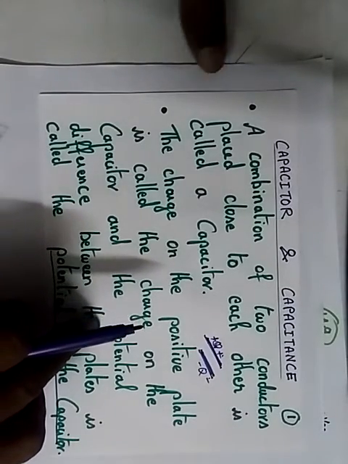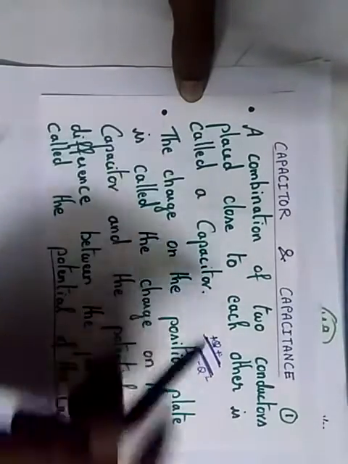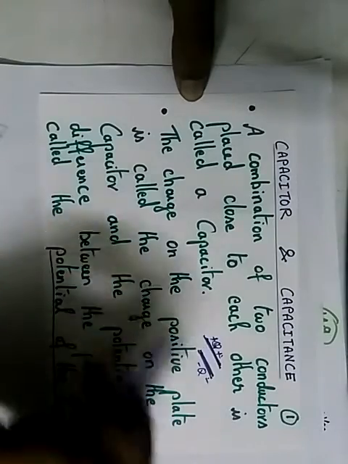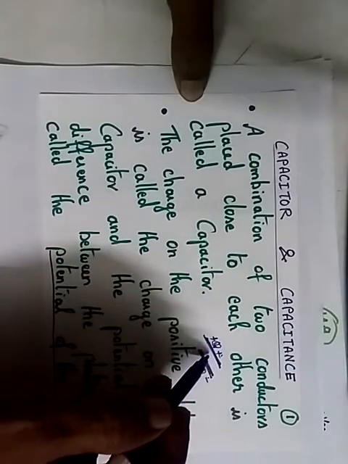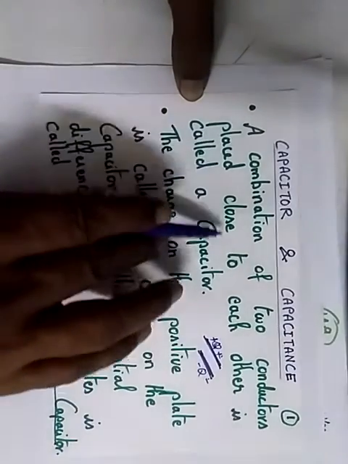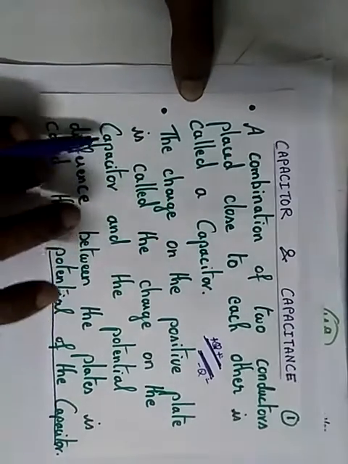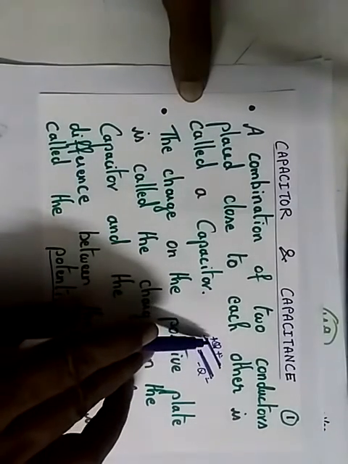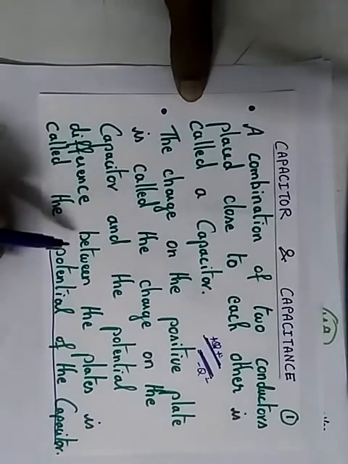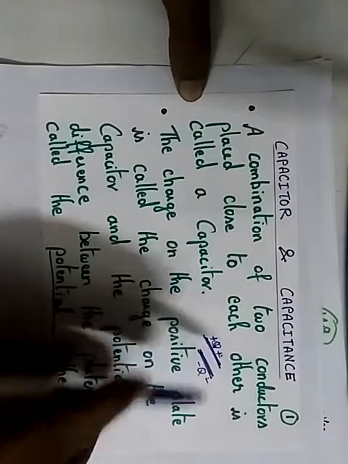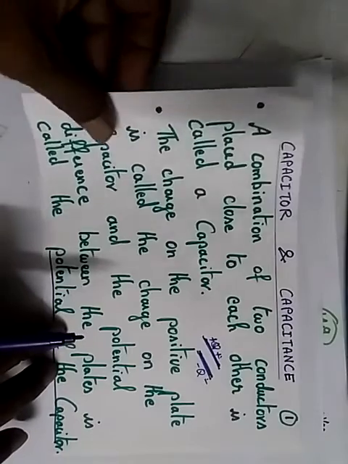So once again I repeat the two important points. A combination of two conductors, so this is one conductor, another conductor, and in between we have an insulator placed, and even if you don't have any dielectric, even if it is filled with air, air is also a dielectric, placed close to each other is called a capacitor. The charge on the positive plate is called the charge on the capacitor. That means you have plus Q minus Q, but you should take only this plus Q into account. And the potential difference between the positive and negative plates is called the potential of the capacitor. So these are the two points you have to remember.